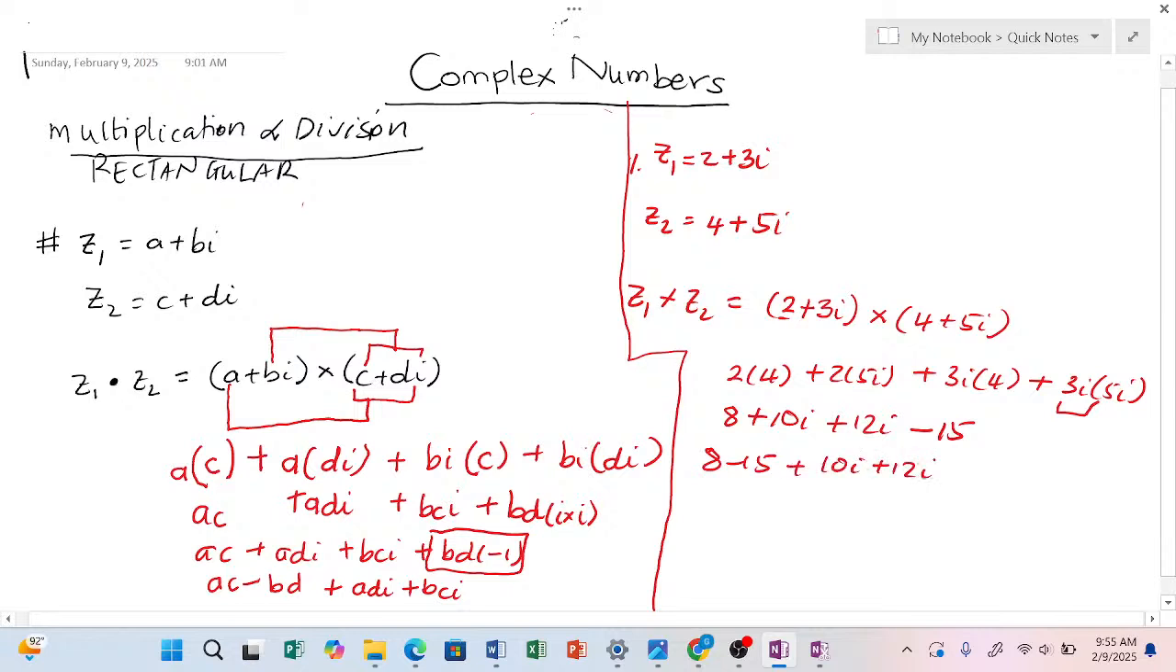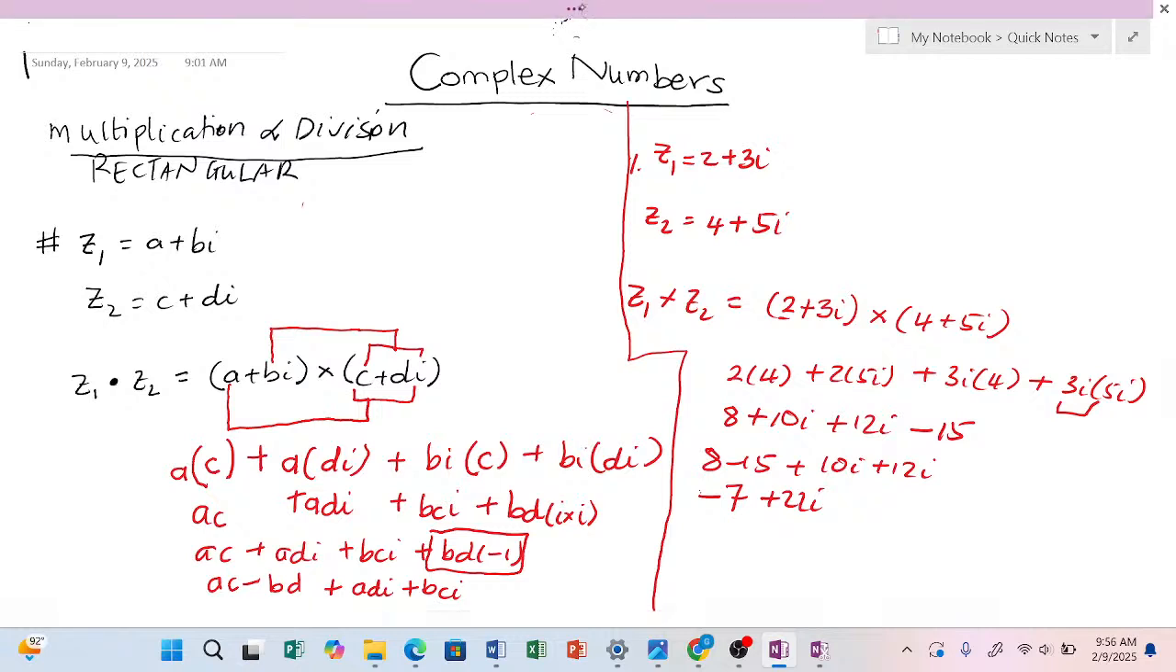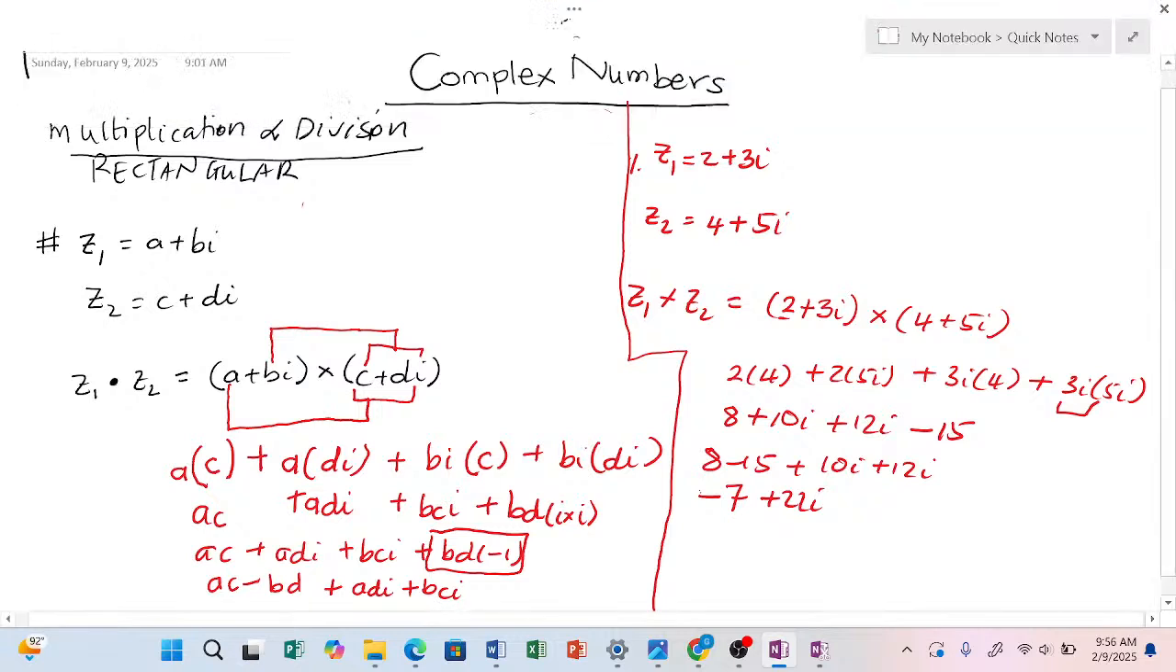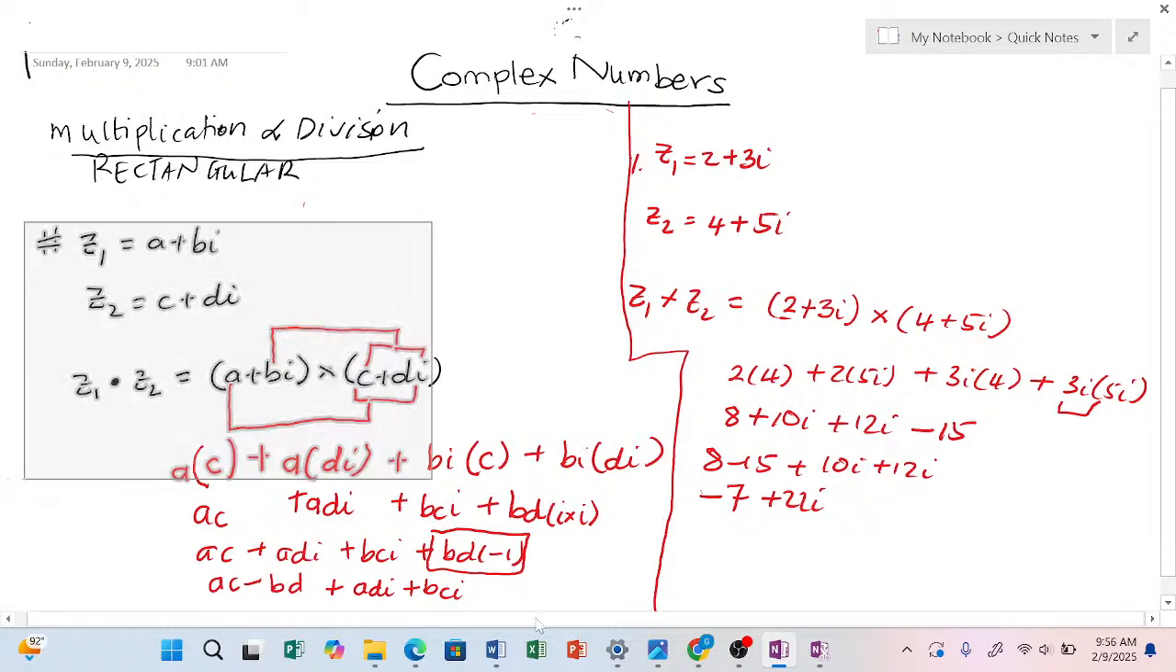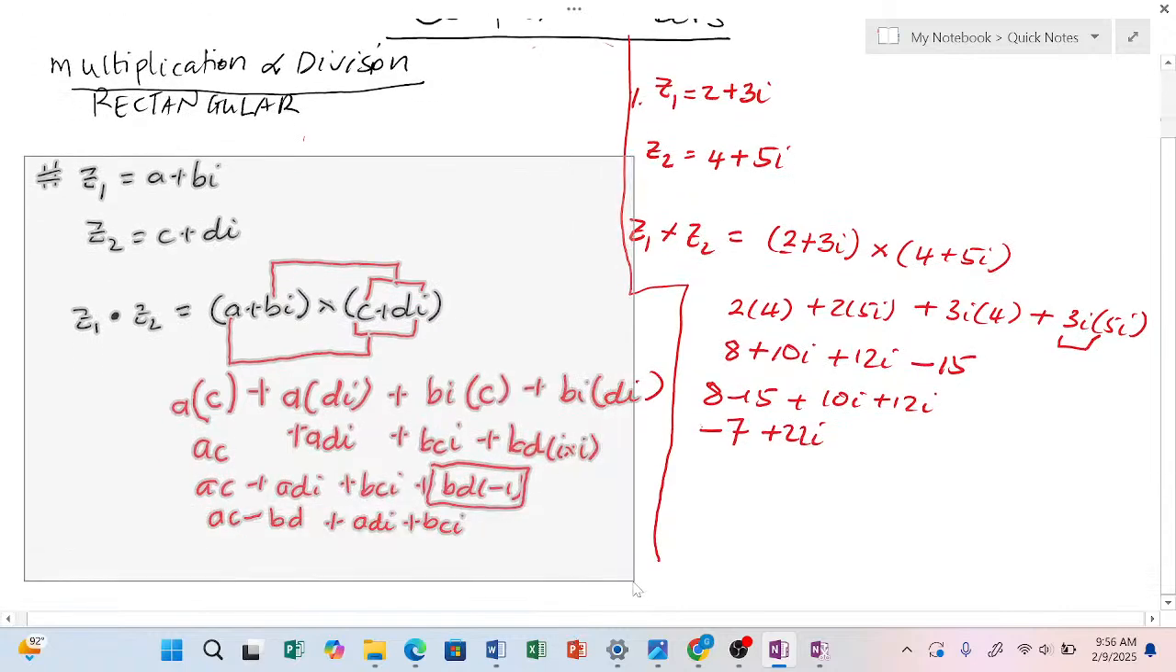So I'm going to get 8 minus 15 plus 10i plus 12i. We've already learned how to add and subtract complex numbers, so you just group like terms: the real numbers on one side, and the imaginary part on the other side. And so this gives us minus 7 plus 22i. Very easy, especially the rectangular part of complex numbers. So this is one aspect of it. Let's take another example and we move on.